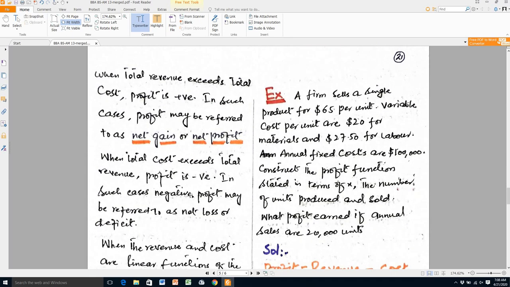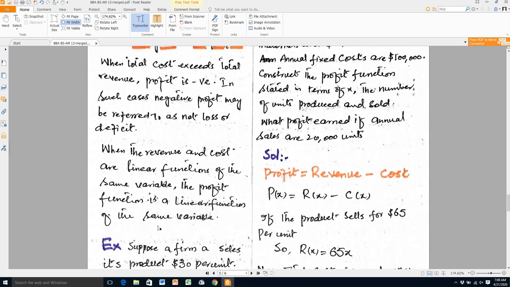When total cost exceeds the total revenue, profit is negative. In such cases, negative profit may be referred to as net loss or deficit.